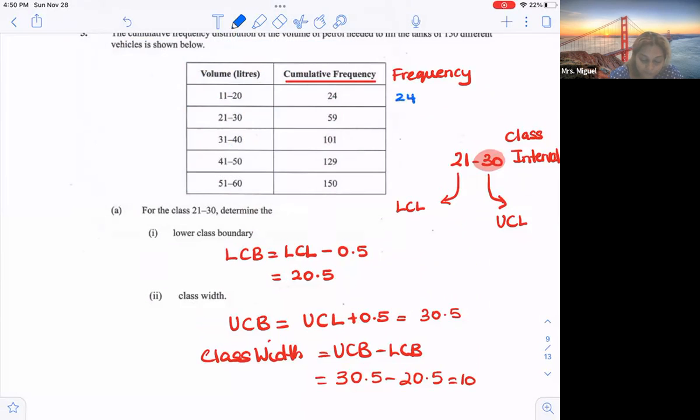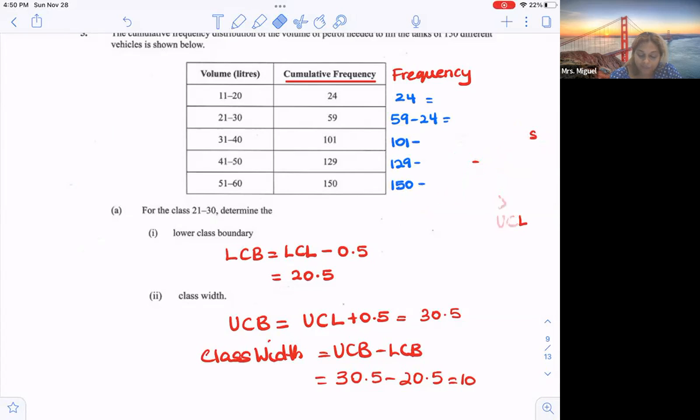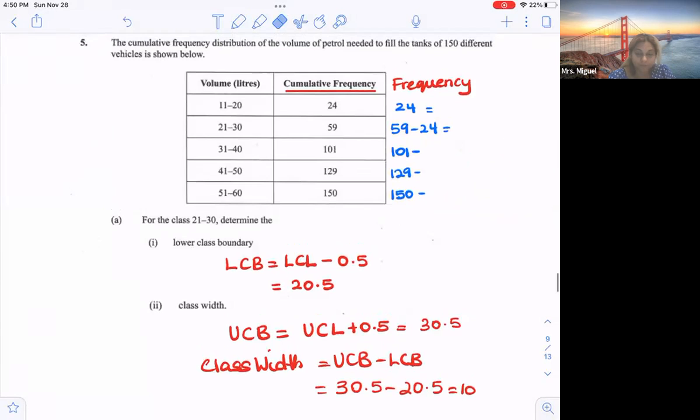So the first one is 24. The next one, 59 minus 24. The next one, 101 minus the answer I get, 129 minus the answer, and 150 minus the answer. So go ahead, take down the values there and fill in the columns for me. Minus 59, which is the number before, 101 and 129. So work it out. You're just subtracting each previous number.